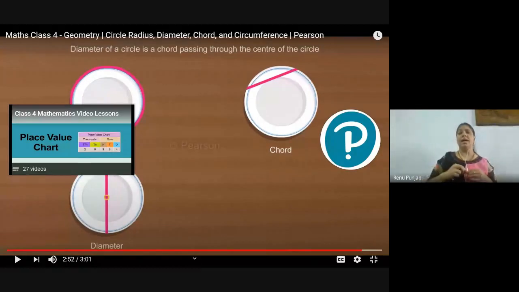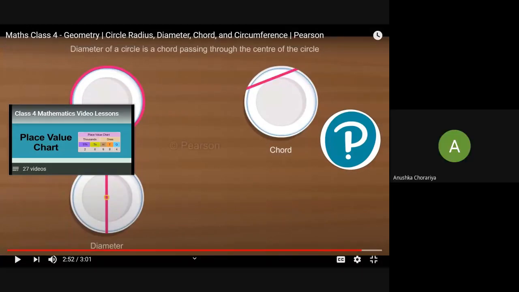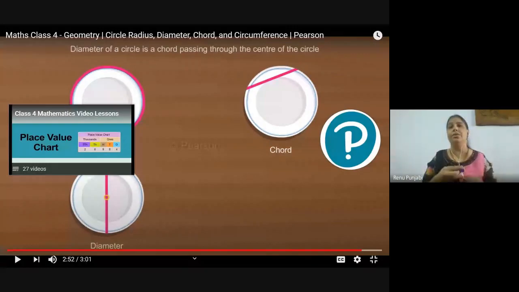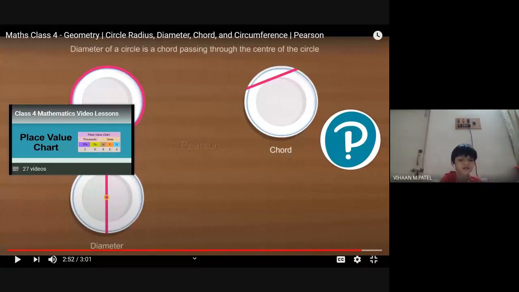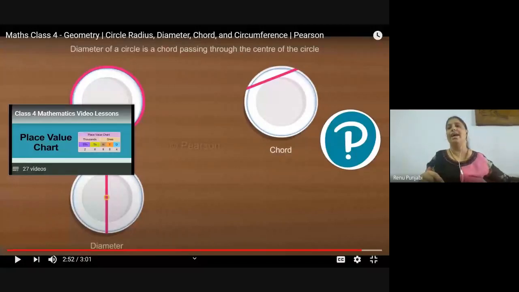Can anyone guess, if my diameter is 15 centimeters, what will be the radius of this plate? Ma'am, my diameter is also 15 centimeters. So Anushka, what will be the radius of your plate? Ma'am, it will be 7.5. Very good, 7.5, because you have to divide 15 by 2. Khush, now you understood?